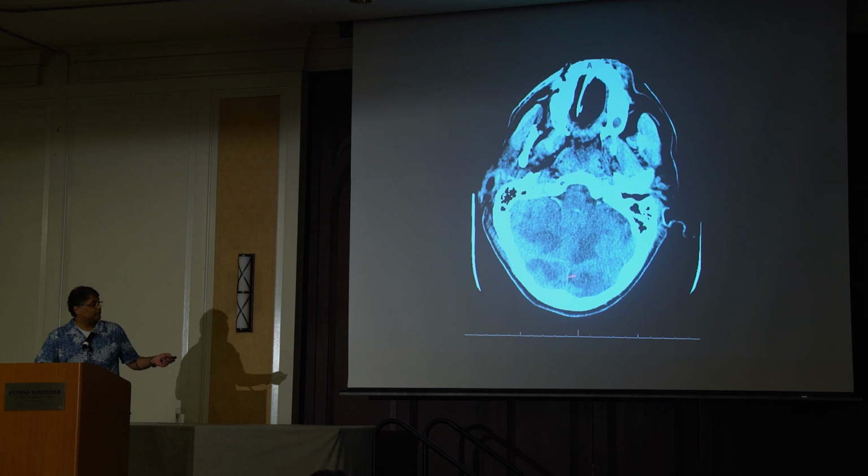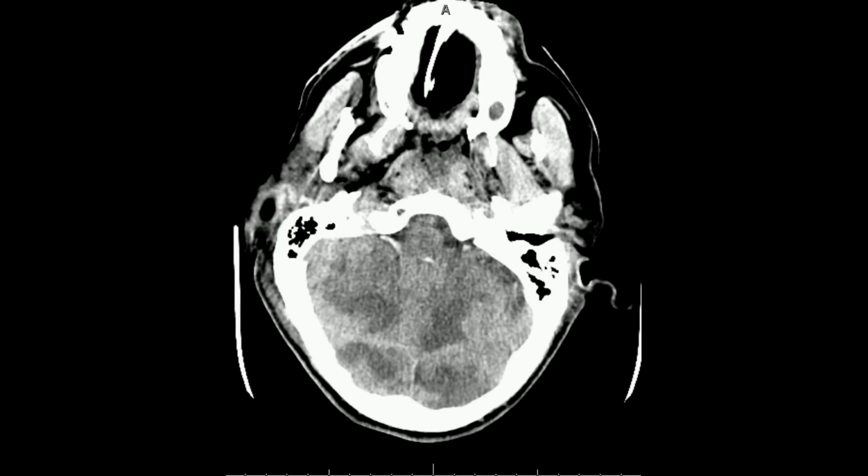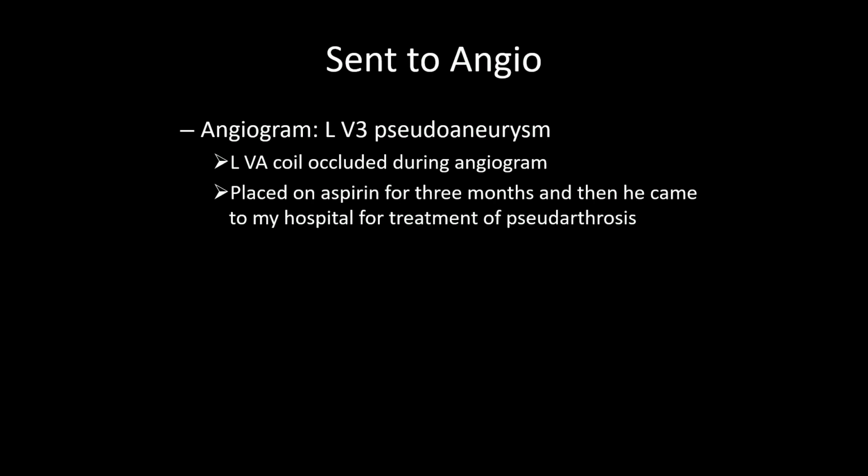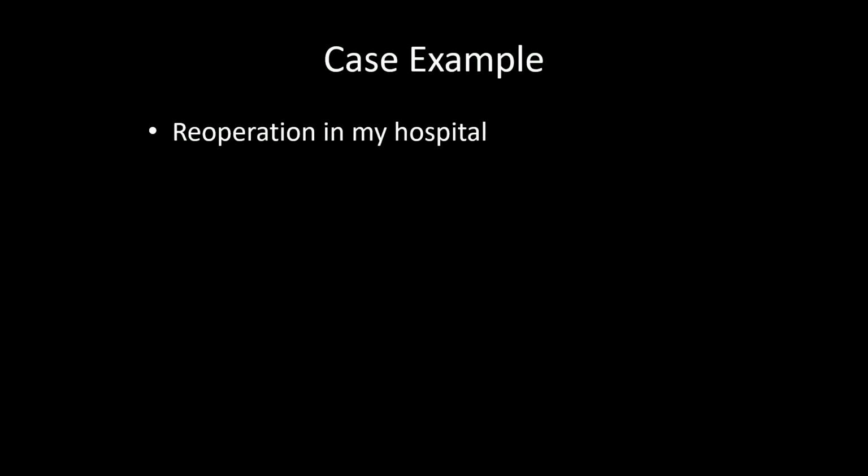Those are all strokes. The patient is still talking, but has some gait ataxia from having a cerebellar stroke and a little bit of visual field issue too. Lucky though that the patient lived and didn't have more problems. The patient had an angiogram. It showed a pseudoaneurysm on the V3 segment of the vertebral artery. That got coiled. The patient was placed on aspirin, and then he's sent for the pseudarthrosis treatment.